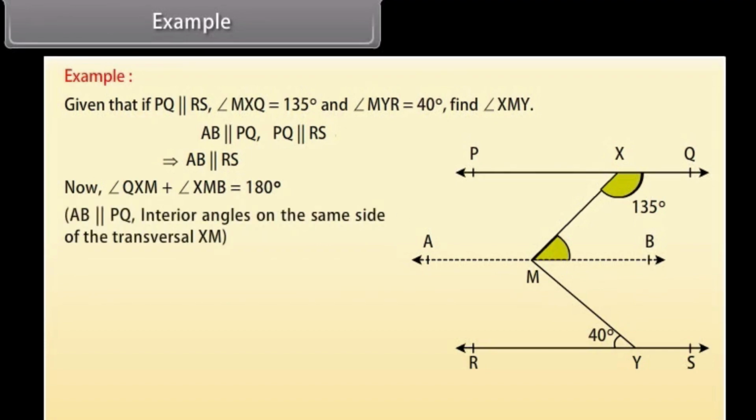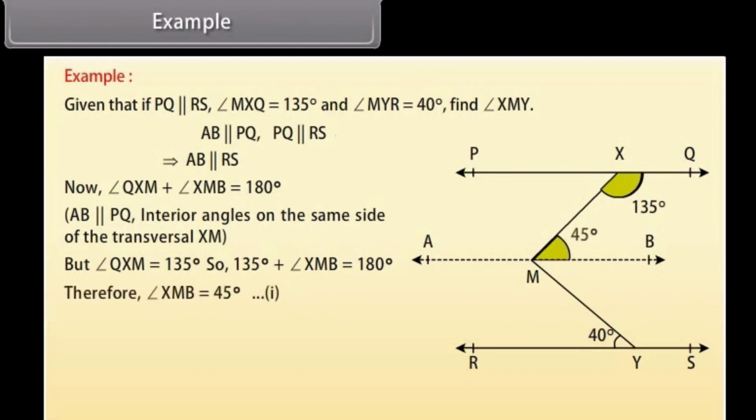AB is parallel to PQ, so the interior angles are on the same side of the transversal XM. But angle QXM is equal to 135 degrees, so 135 degrees plus angle XMB is equal to 180 degrees. Therefore, angle XMB is equal to 45 degrees.